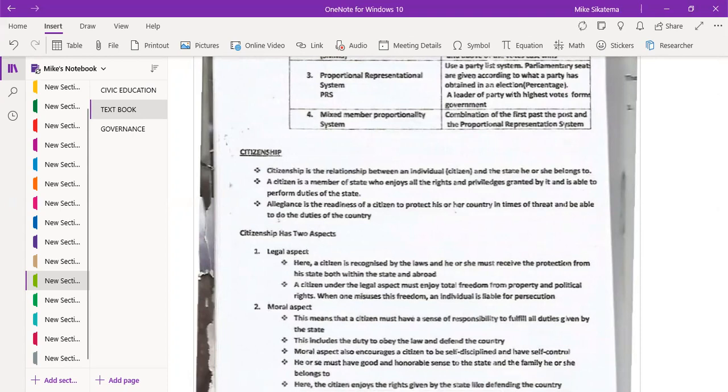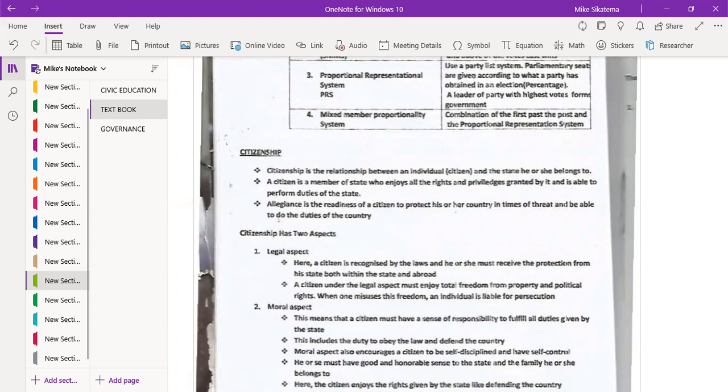So citizenship. When we talk about citizenship, we're talking about this intricate, intertwined relationship between the individual, you as an individual, and the state or the country that you are in. So that's what citizenship is. And the citizen is the member in that state who decides who to elect, who decides on the constitution, and who enjoys all the rights and privileges granted by the state and is able to perform specific duties of the state.